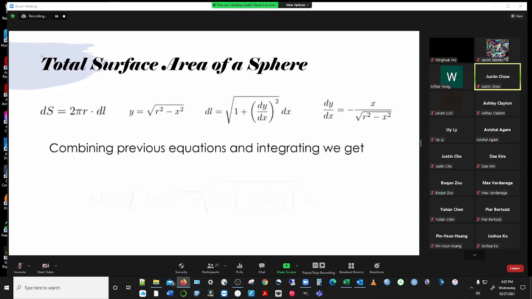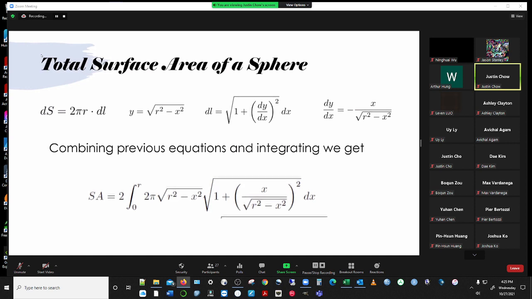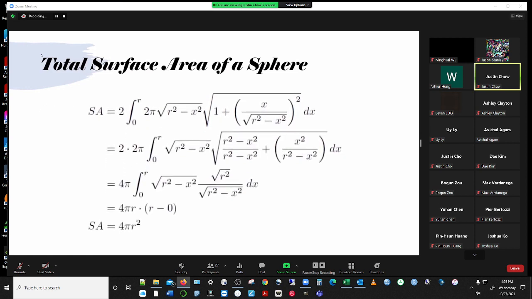So we have the equation for SA, and after doing all the integration, we end up with SA equals 4 pi r squared, and that's our equation for the total surface area of the sphere.